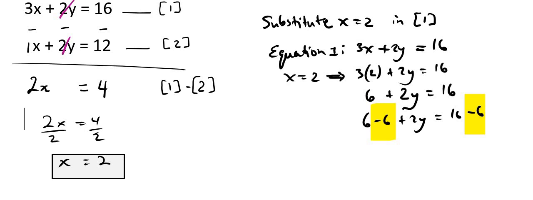Now 6 minus 6 will give us 0. In other words, these two will cancel out, leaving us with positive 2y equals 16 minus 6, that's 10. 2 times a number gives us 10. In other words, y must be equal to 5. Or we could simply divide both sides by 2. Since we want to get rid of the 2 to isolate y. What we do to one side, we do to the other side. And so this will give us y equals 5.